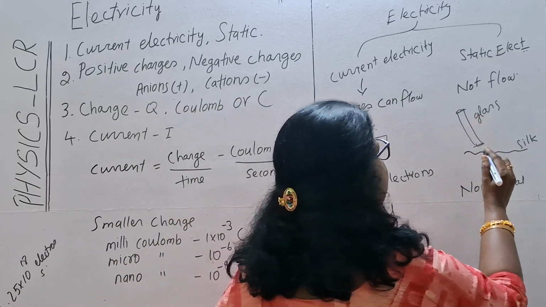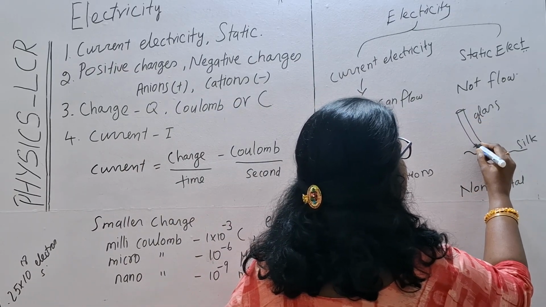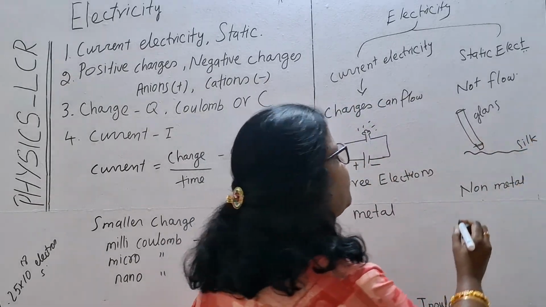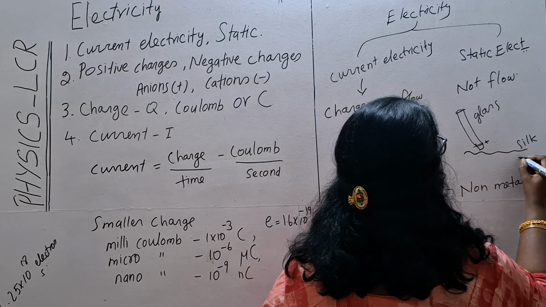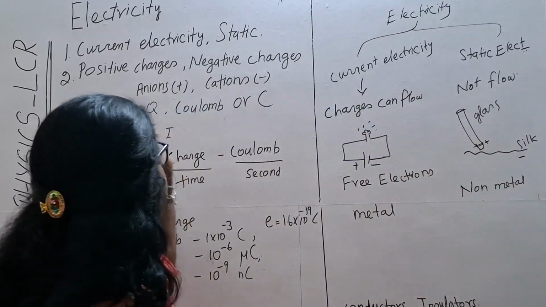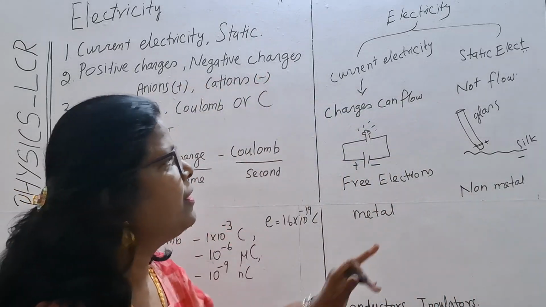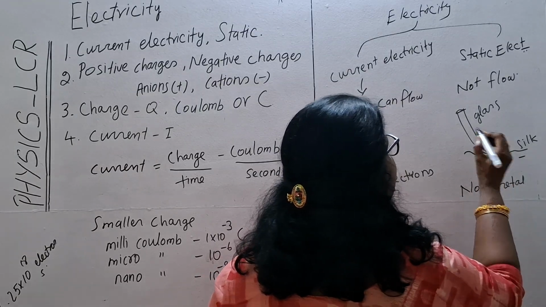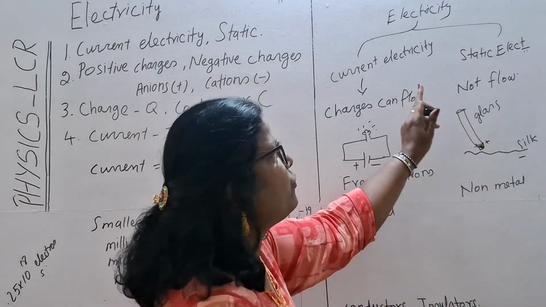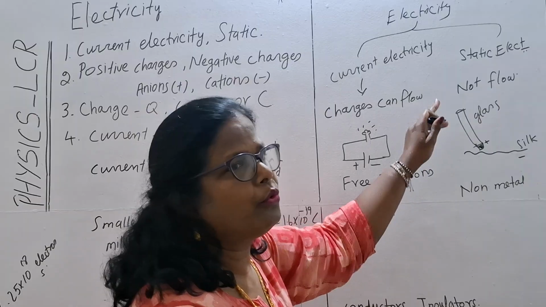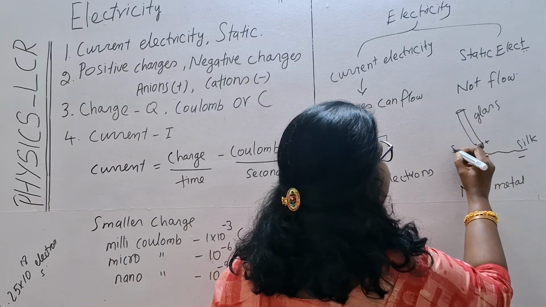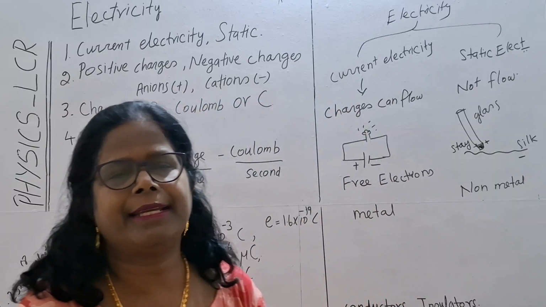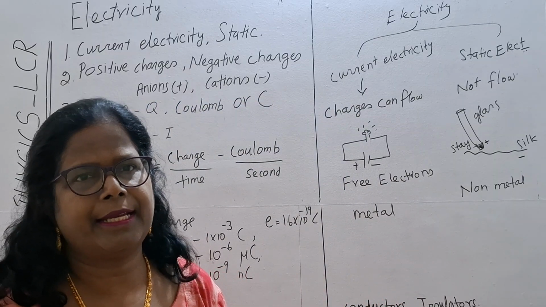Okay, so you rub a glass rod here. When the glass rod is rubbed, what has happened? The glass becomes positive and the other becomes negative. Whatever charges are formed here, they are not flowing. They stay there only. It is static electricity.